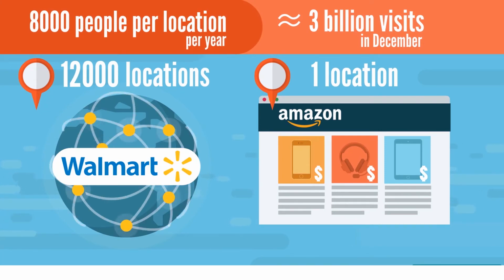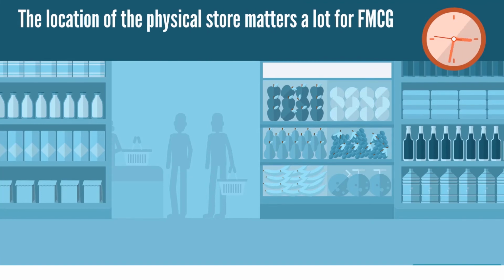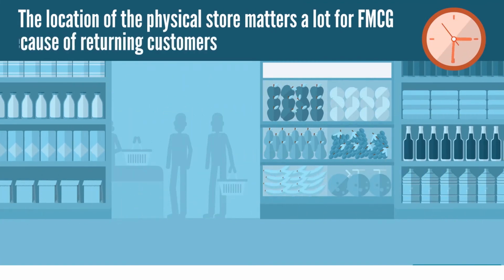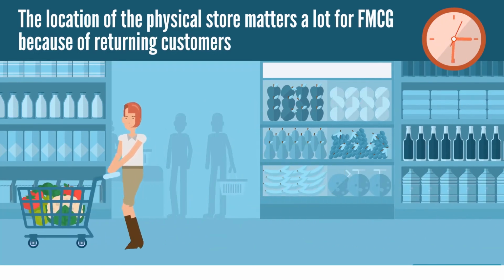Okay, using the word location is no accident. Physical store instances are called locations because it is the location that defines them. For some product categories, particularly the ones that are being purchased often and regularly, such as most fast-moving consumer goods, the location of the physical store matters a lot. Therefore, we usually expect a lot of returning customers going to a physical store, usually people that live nearby.